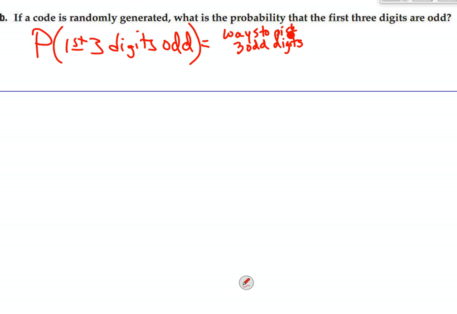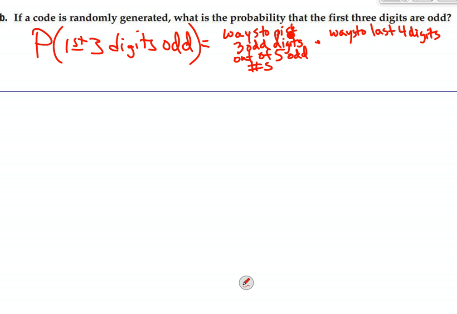Okay, so when I do this, I'm going to think about ways to pick the 3 odd digits. Now, when I pick those 3 odd digits, how many winners are there of odd digits? 5. So when I'm picking these 3 odd digits, it's out of the 5 odd digits. Odd numbers, I'll say. Digits, numbers. Do you agree with that? Because this is my wins. So it's picking 3, but out of the 5 total odd numbers that I have. And then I'm going to multiply that by the ways to pick the last 4 digits.